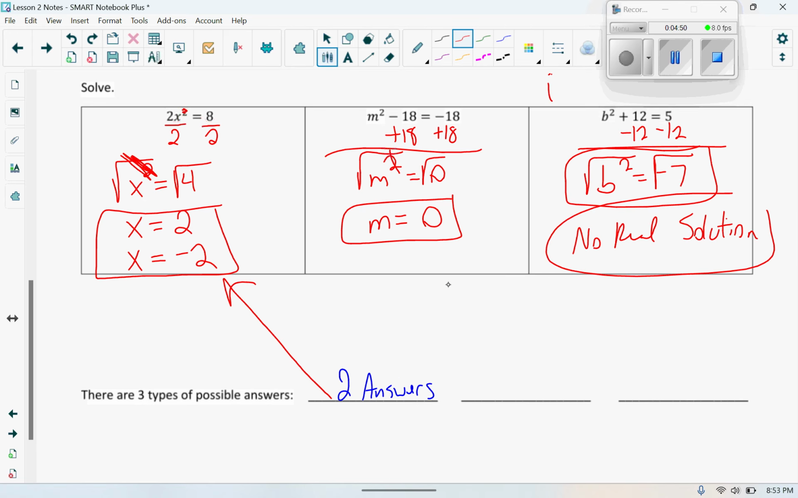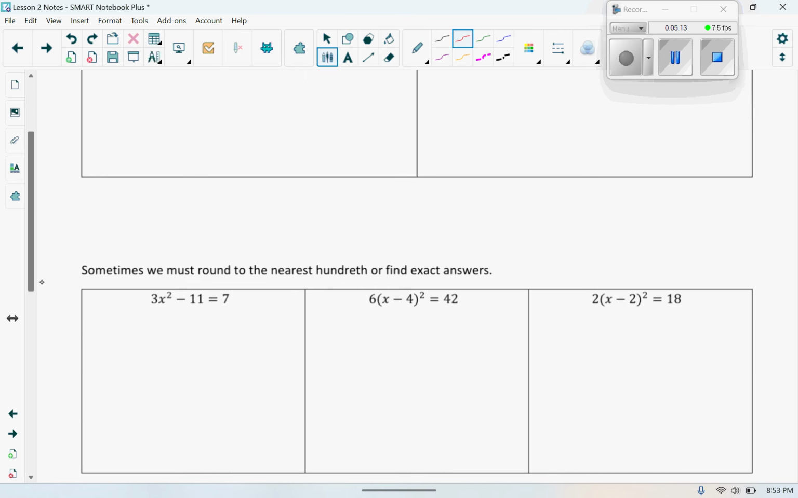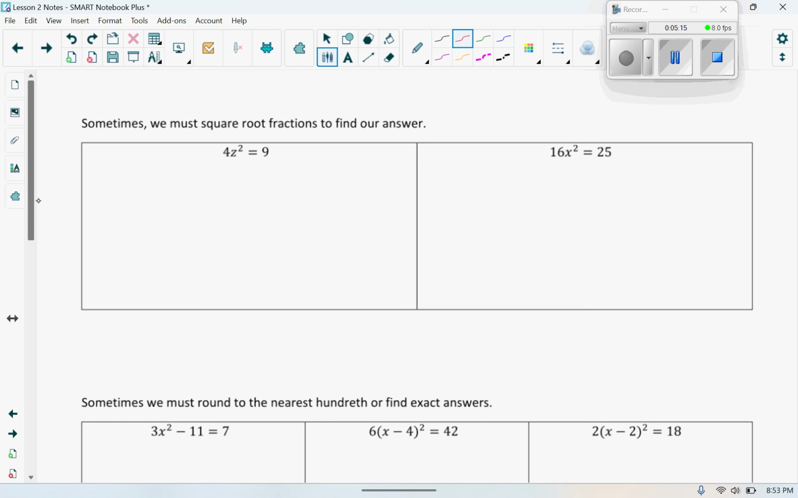The second one is going to be 1 answer or 1 solution. And the third one is going to be no answers or no solution. And I'm going to say no real solution because there is a solution, but it just involves numbers that we're not going to talk about yet in Algebra 1B. Okay, so the next part, what if we have a fraction?